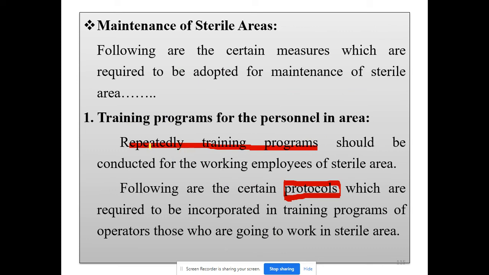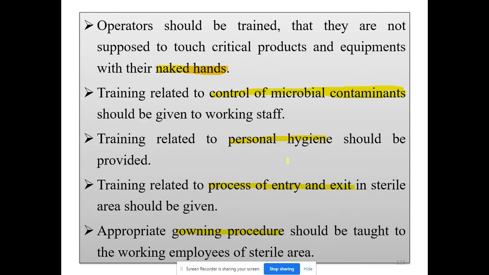Student, try to understand what I want to explain. First of all, the training program should be conducted on a regular or repetitive basis for the working employees who are working in the sterile area. However, when you are conducting a training program for the employees, you have to follow certain protocols. And what protocols do we have to follow? Those protocols are listed here.